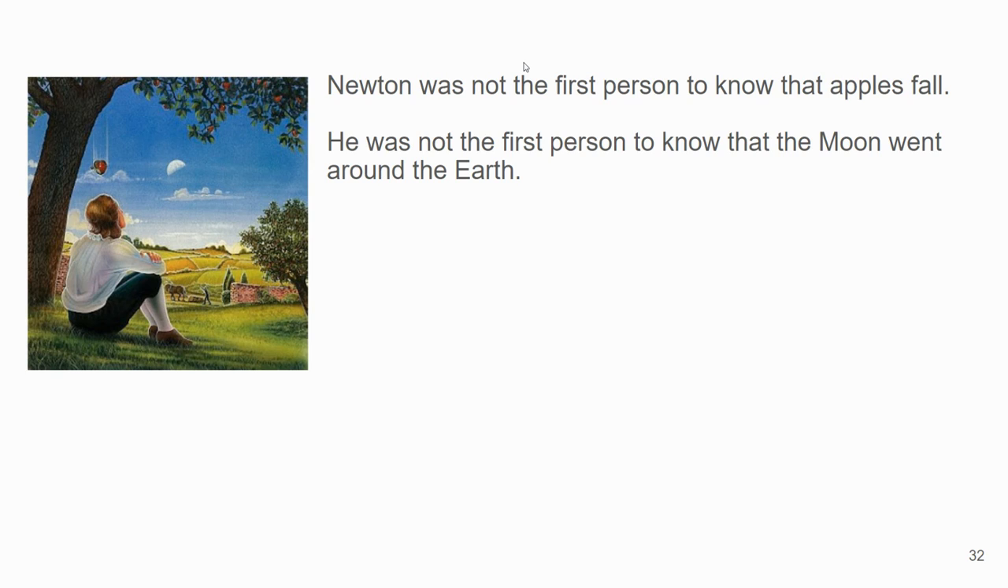So think of Newton sitting under his tree in a contemplative mood. An apple falls, he notices it, and look, hey, way off in the distance, he can see the moon out there. So Newton is not the first person to realize that apples fall from trees. Everyone knew this. This is patently obvious. Apples fall from trees. He's also not the first person to know that the moon goes around the Earth. For thousands of years, we realized that's what was going on.